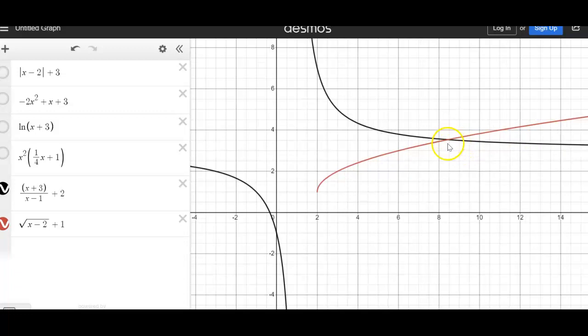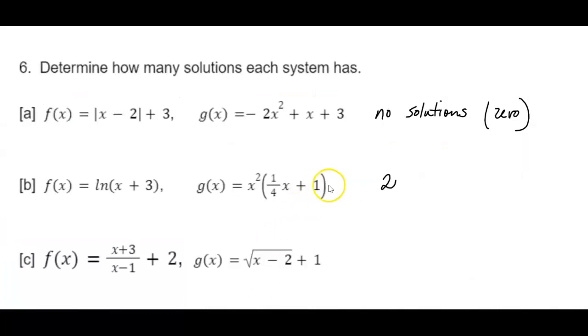These two functions in the system intersect in exactly one place, which is right there. All right, so this is an example of a system that has exactly one solution. So basically, you've been given an example of 3 systems that each have either 0, 1, or 2 solutions. Just remember, you're graphing them in Desmos and looking for how many times the graphs intersect each other.